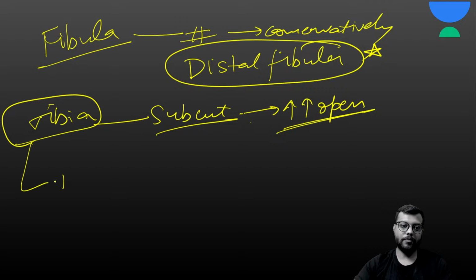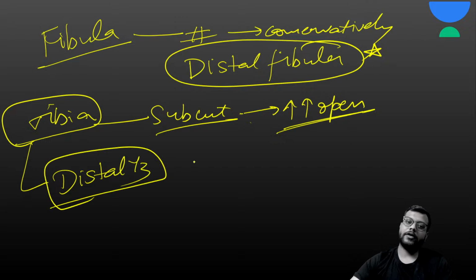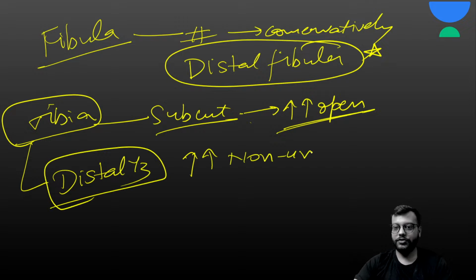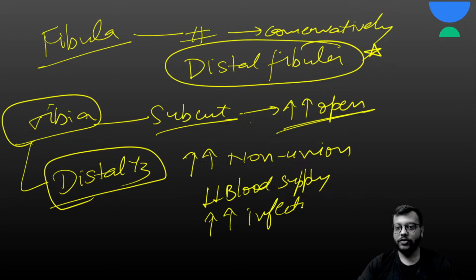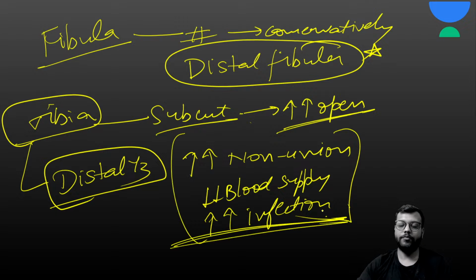And another thing is that distal 1/3 tibial fractures have high chances of non-union because there is precarious blood supply, very less blood supply, because below, all the muscles are converted into tendons for the attachment. Okay, so here surgeries are very risky because of high chances of non-union as well as high chances of infection. Okay, so you have to keep this in mind. This is very important. That's all that is important.